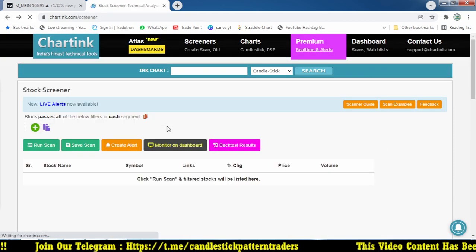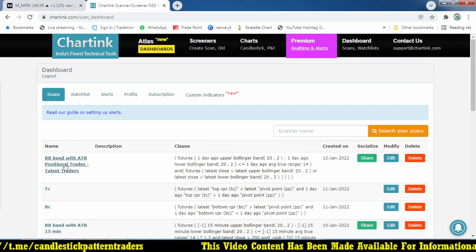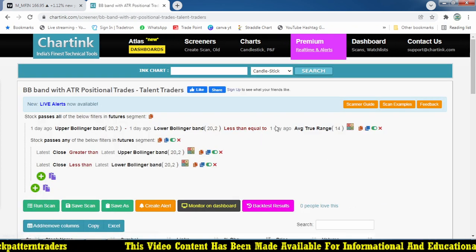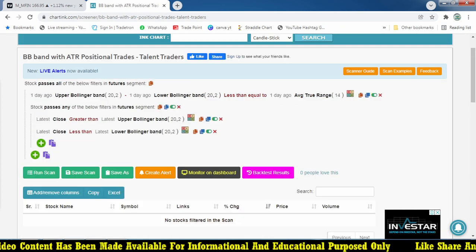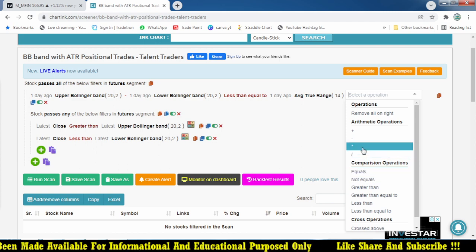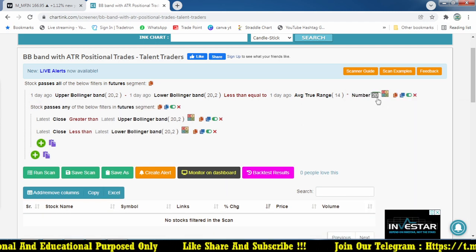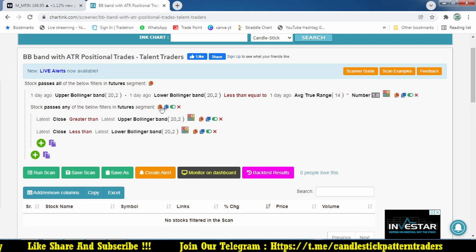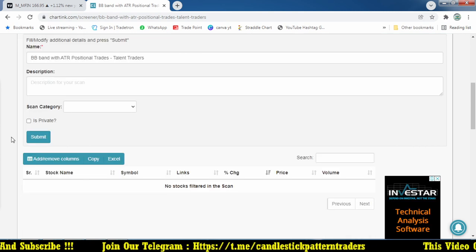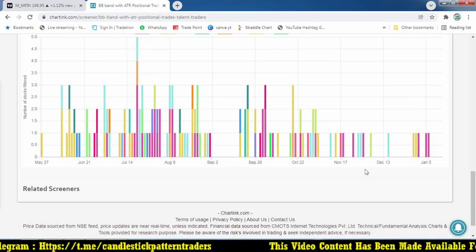Oh my god, saved it now. Yeah, oh, we need to change something. I missed saving that. So now I'm going to use this point 1.8. Everything is right. Save the scan first. Run the scan. So we will find results at regular intervals.